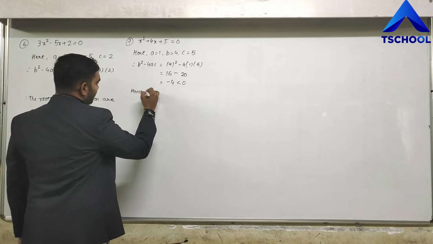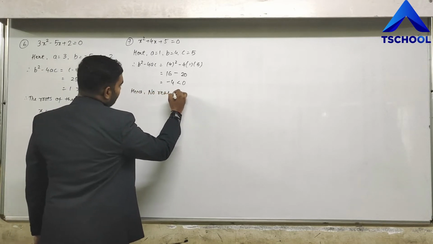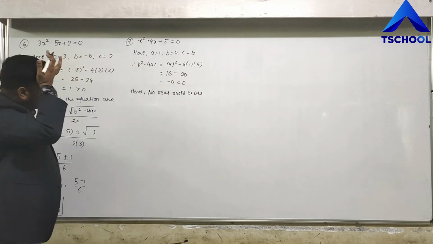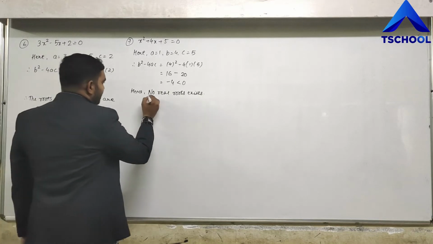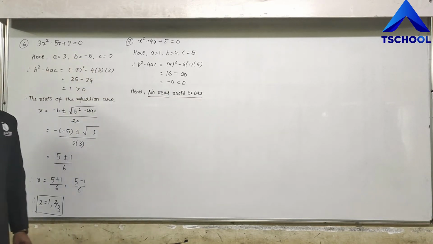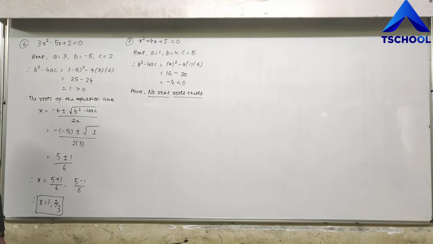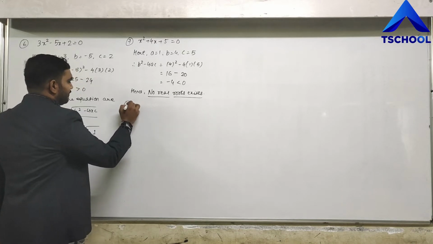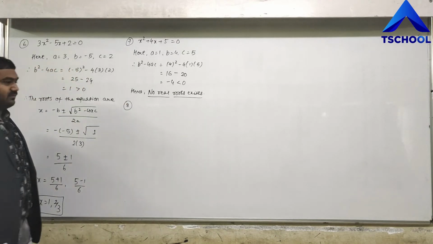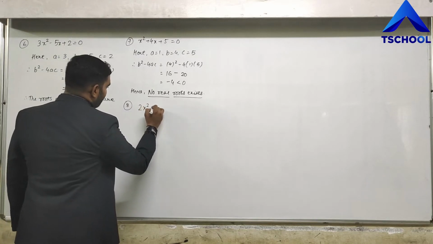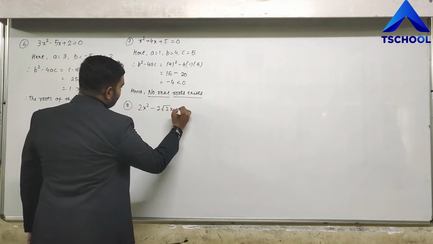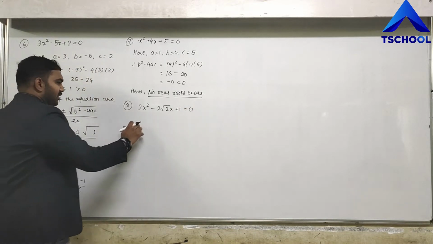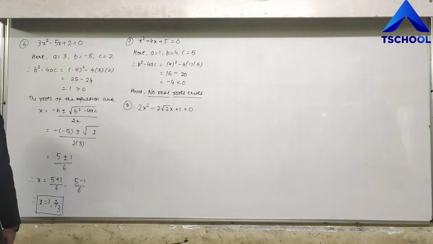Hence no real roots exist, right? You can say that no real roots exist or 0 roots are possible for this equation. Is it clear friends? So that is, no real roots exist for the given quadratic equation x square plus 4x plus 5. One more, that is 2x square minus 2 root 2x plus 1 equal to 0. Again see friends, we are having an example, 2x square minus 2 root 2x plus 1 equals to 0, right?